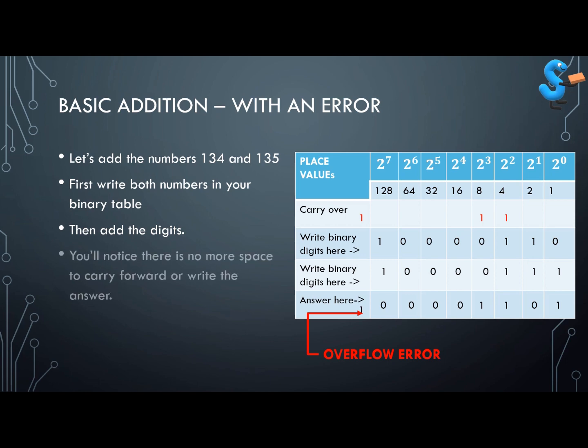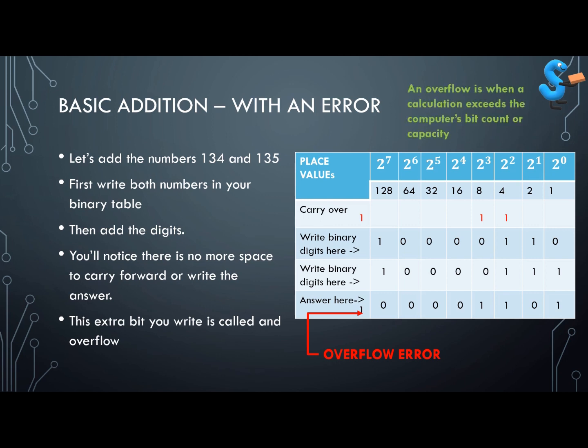If you notice, for this part, there is no space to carry forward or write the answer. And so this bit that you write at the end is called the overflow. Now an overflow is when the calculation exceeds the computer's bit count or capacity. So if you add these numbers normally, the answer is 269.